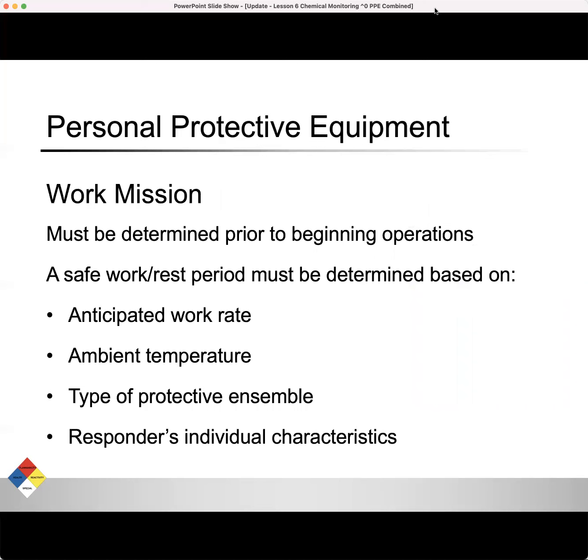Your work mission as it relates to PPE must be determined prior to beginning operations. So before you go get your PPE on and go into the hot zone, you need to know what your goal is, what you're going to be doing. Also, a safe work rest period must be determined, and you base that on the anticipated work rate, the ambient temperature, the type of protective ensemble, which level you're wearing, and the responder's individual physiologic characteristics.